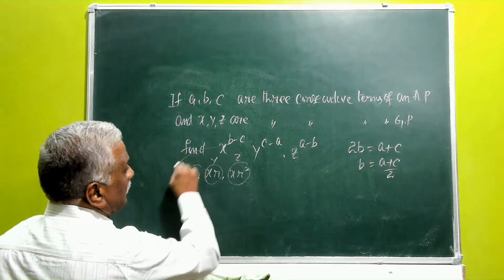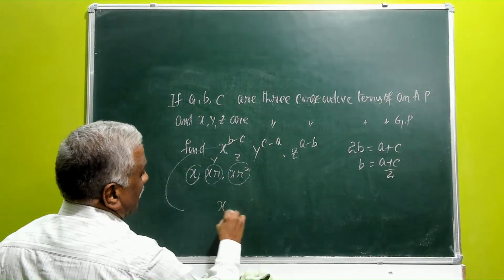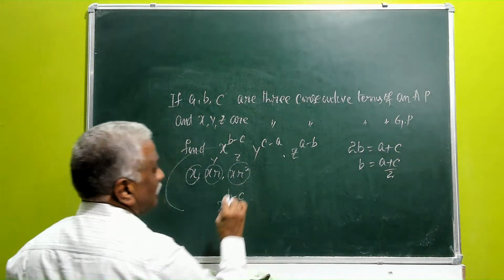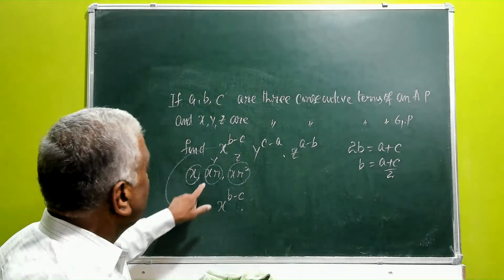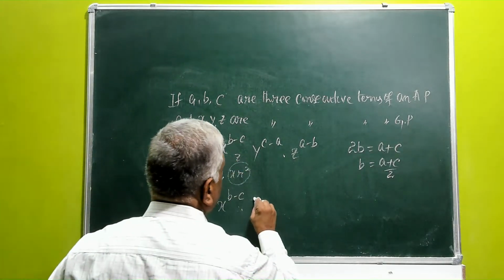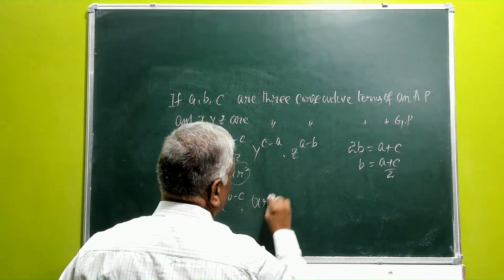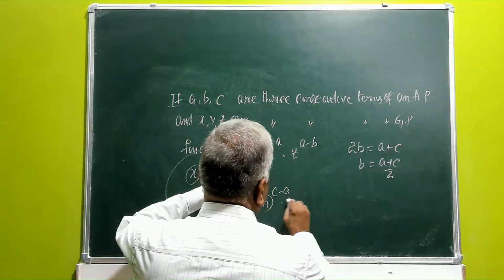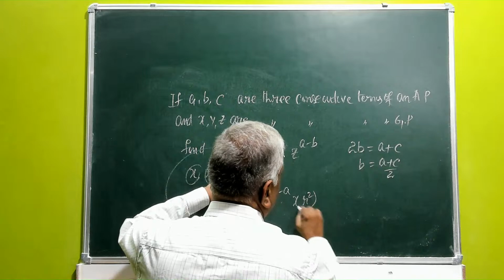Now we are going to substitute in this x to the power of b minus c. You write b minus c as it is, no problem. And y is nothing but xr, so xr to the power of c minus a, and z is nothing but x r square, so (xr square) to the power of a minus b.